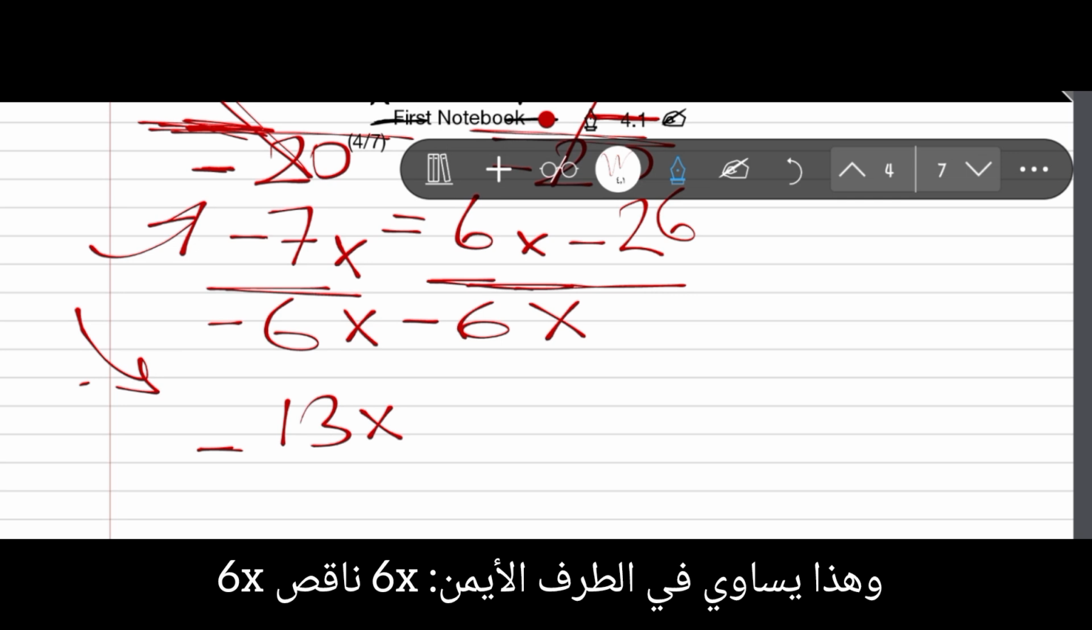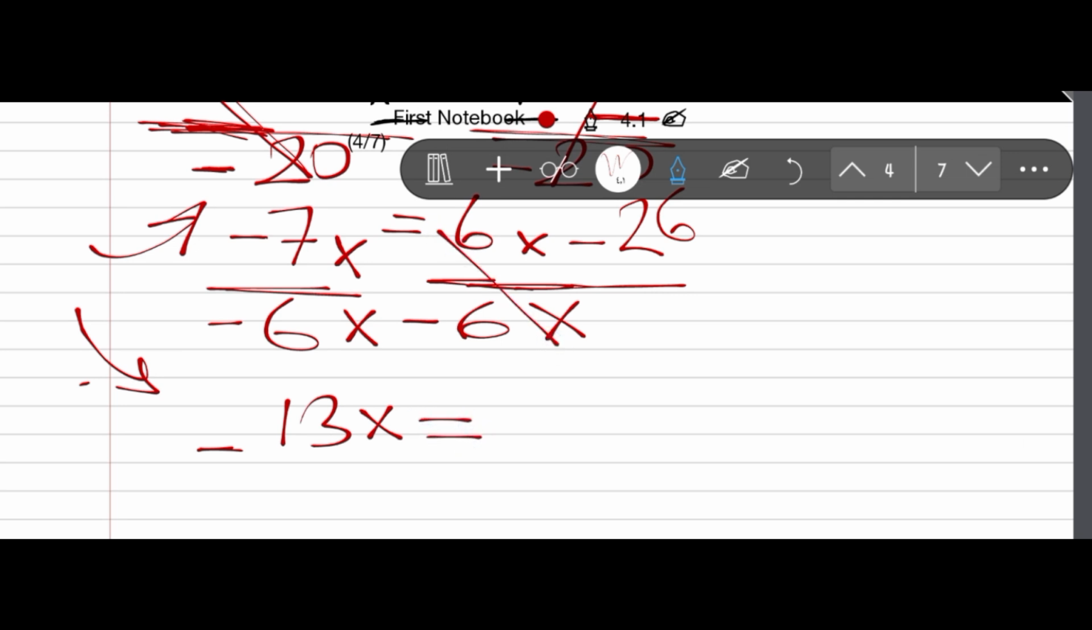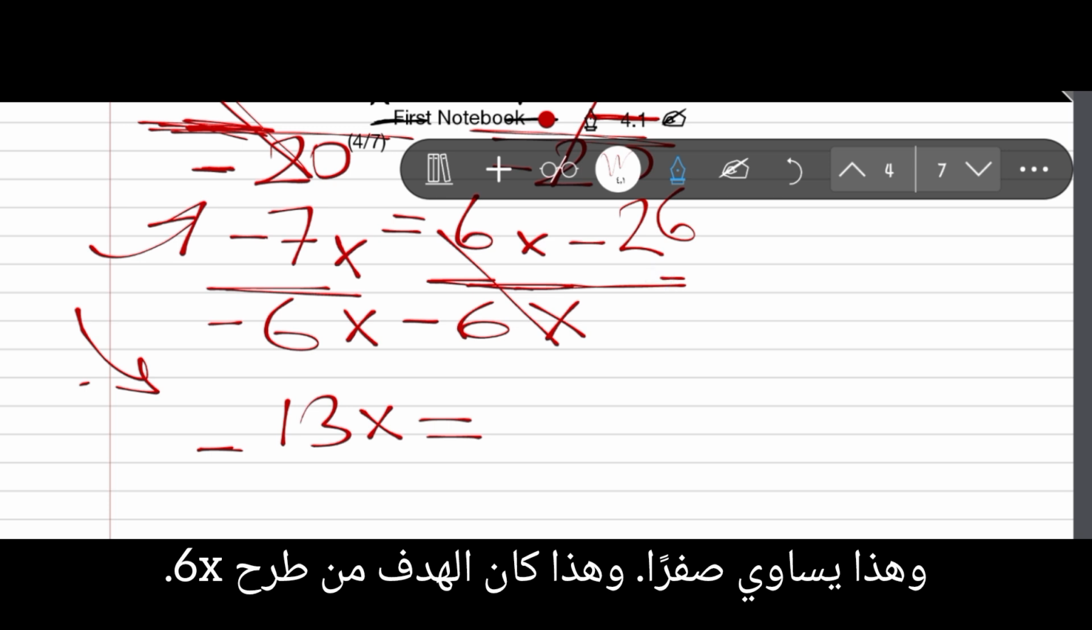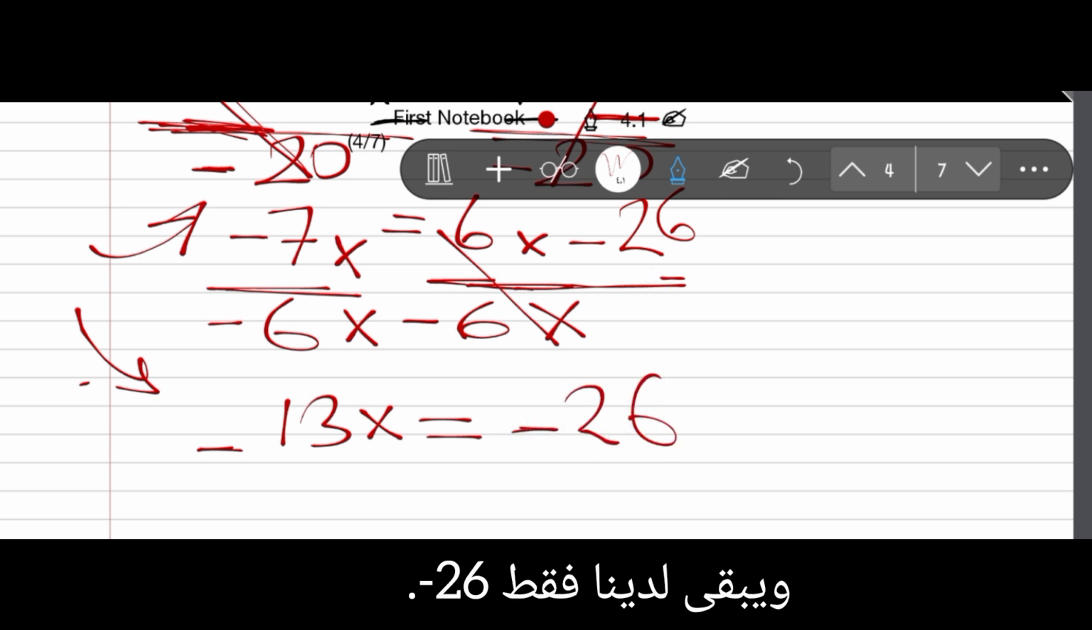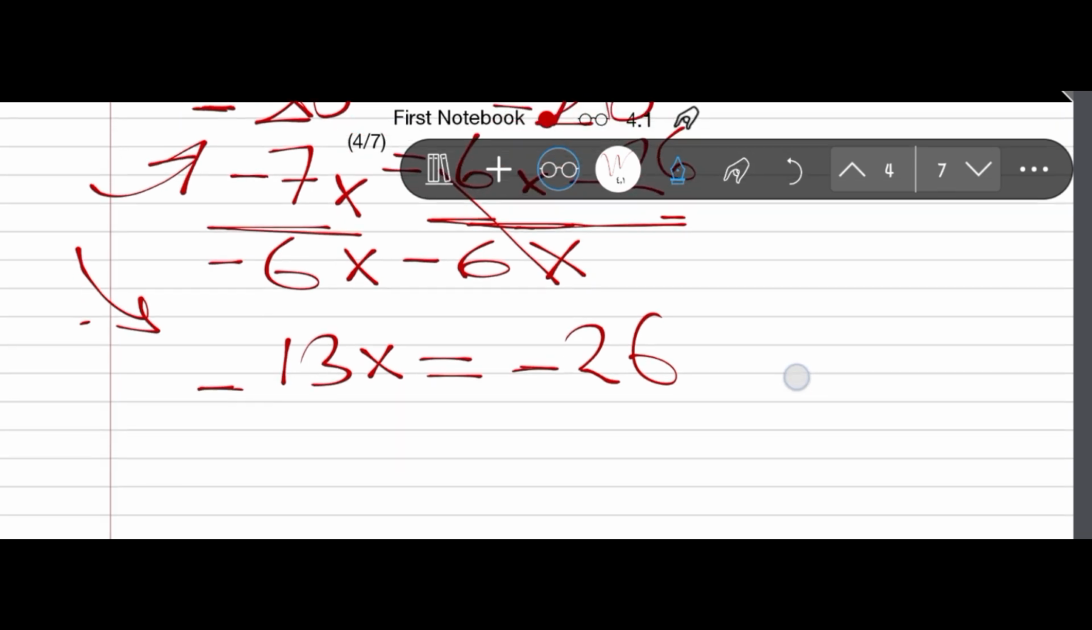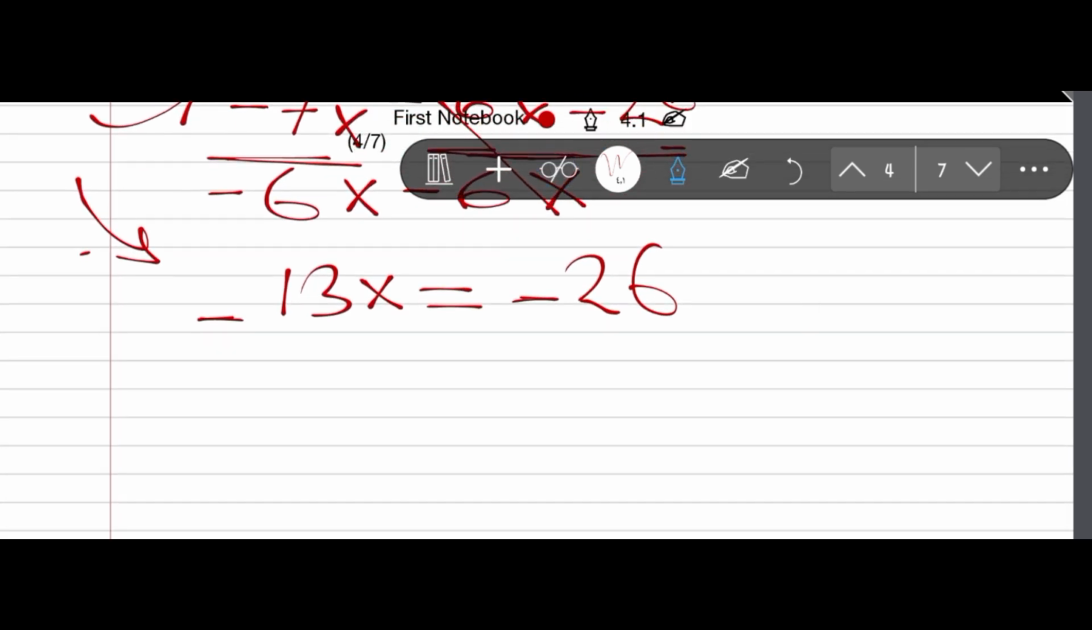And that is going to be equal to 6x minus 6x. That cancels out. That was the whole point of subtracting 6x. And then we have just a negative 26 or minus 26, depending on how you want to view it. So negative 13x is equal to negative 26.